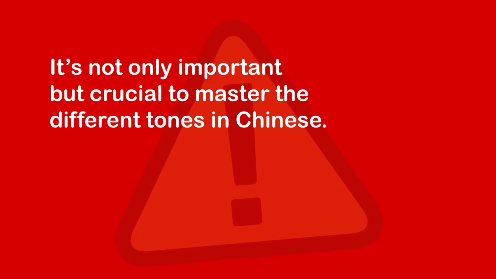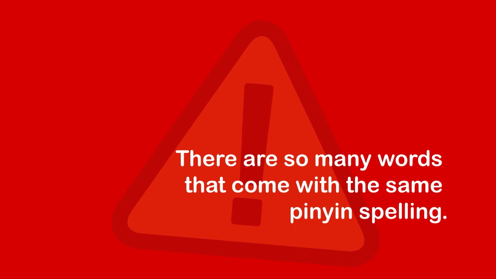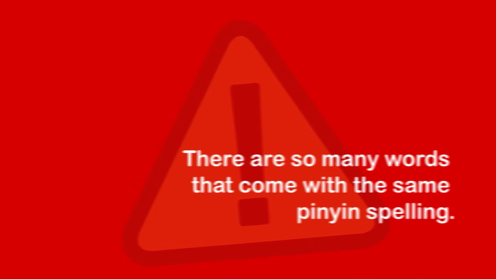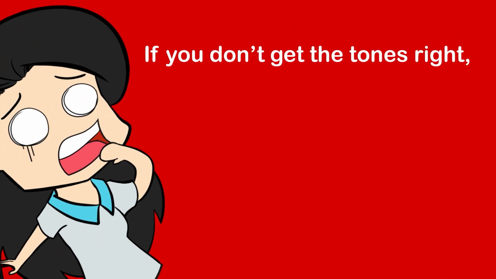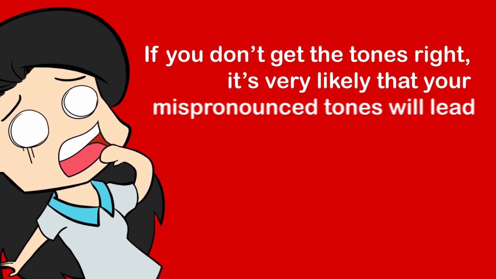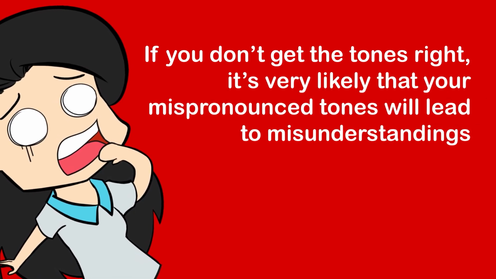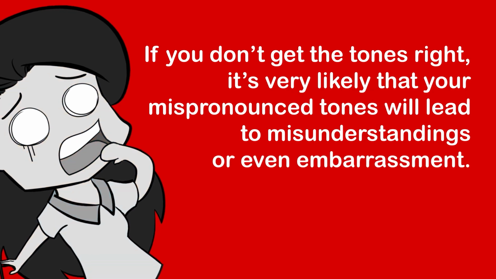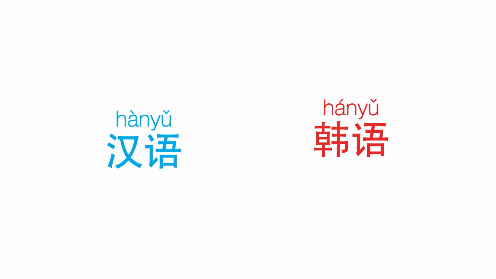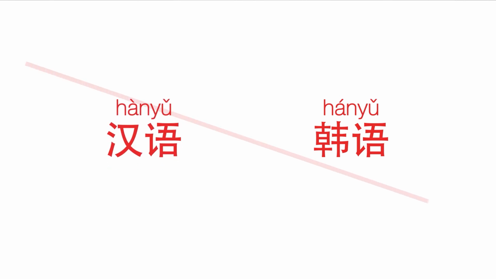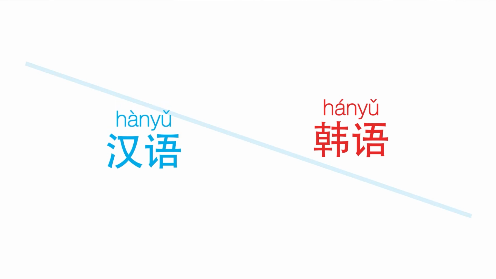It's not only important, but crucial to master different tones in Chinese. There are so many words that come with the same pinyin spelling. If you don't get the tones right, it's very likely that your mispronounced tones will lead to misunderstandings or even embarrassment. A quick example. The pinyin and tone for Hanyu is with the 4th falling tone on Han.